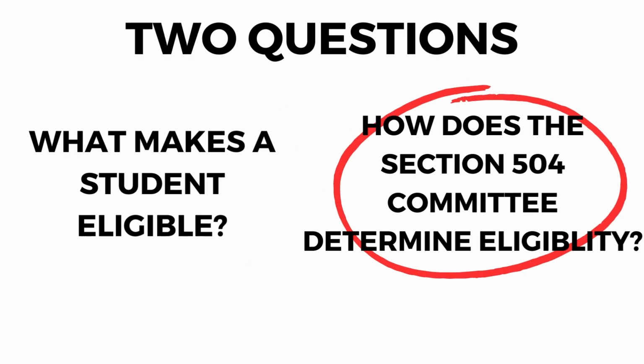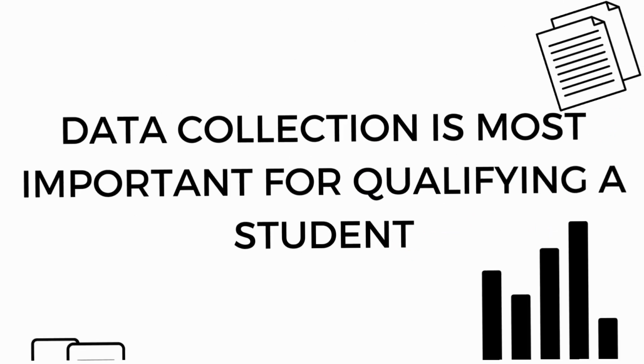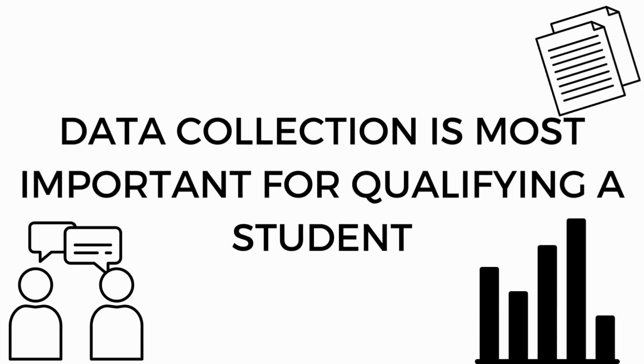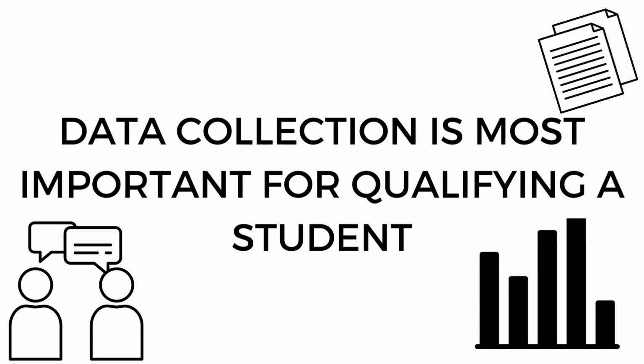Now that we have gone in detail through all aspects of our seemingly simple qualification, we can now address our second overarching question. How does the Section 504 committee determine eligibility? Through collecting data. Section 504 does not conduct assessments in the same way that special education does, so data is the key for determining a student's eligibility.